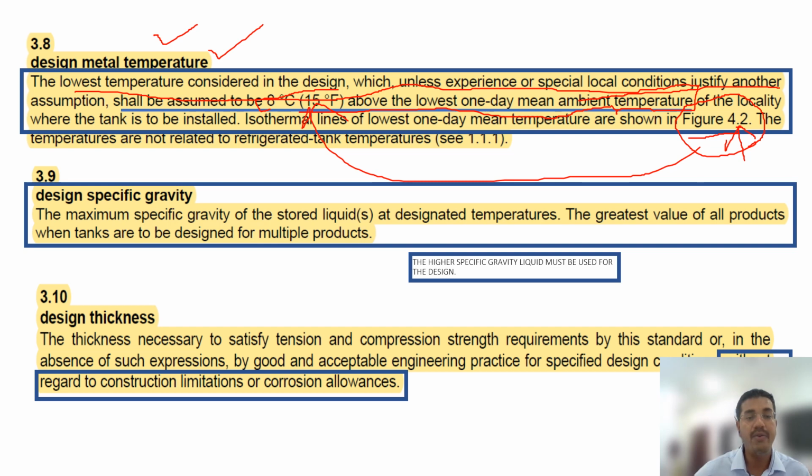Design specific gravity. What is the specific gravity of water? It is 1. How do we design? If multiple liquids are there, the higher specific gravity should be considered. That's what it is saying: the maximum specific gravity of the stored liquid is the design specific gravity, the greater value of all products when tanks are to be designed for multiple products. What is design thickness? As I have explained earlier, you have to remember always the design thickness.